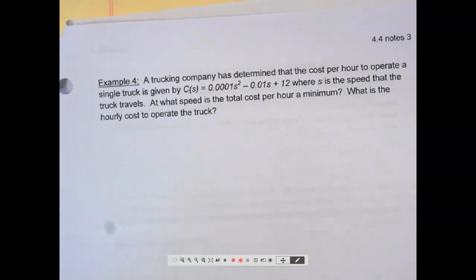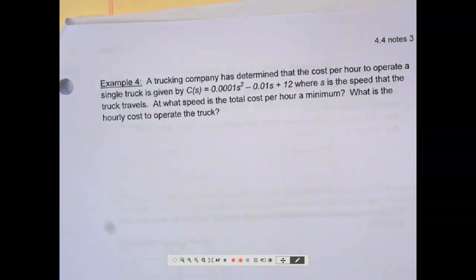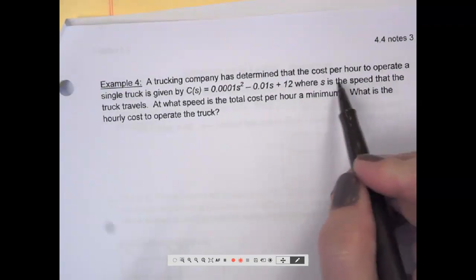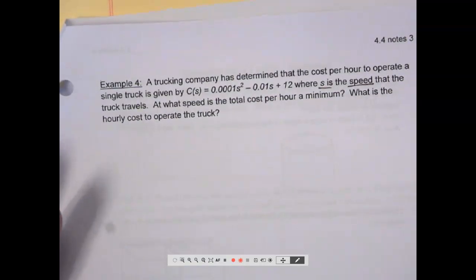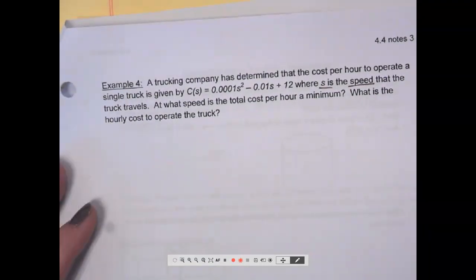Now this is the simplest kind of situation we can have, when they give you the equation. A trucking company has determined that the cost per hour to operate a single truck is given by C of S, where S is the speed that the truck travels. At what speed is the total cost per hour a minimum, and what is the hourly cost to operate the truck? What are we minimizing?